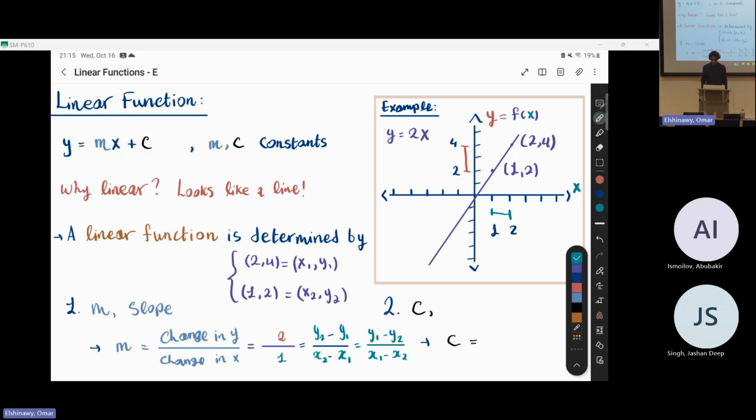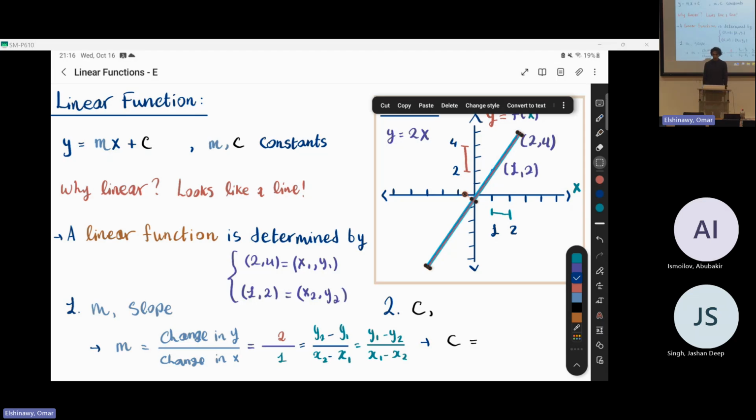Okay, so that is the first defining property of any linear function. It's the slope. And the second property is the intercept, the y-intercept. And why did I say the y-intercept when I have not explained what this thing is? Because I made a mistake. No, just kidding. So I have this function here. It's y is equal to 2x.